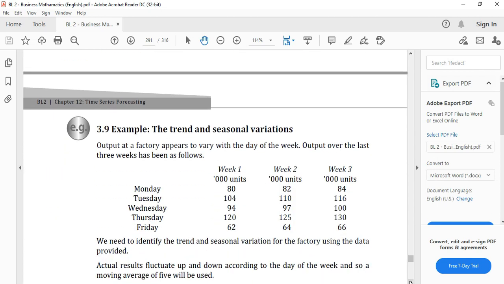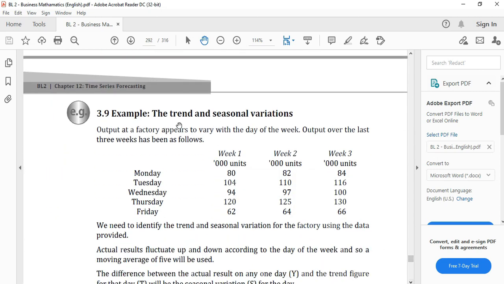Let's work out an example. Output at a factory appears to vary with the day of the week, because as you could see, they have given Monday to Friday and they have given different weeks. And the output over the last 3 weeks they have given as follows. They ask us to find the trend and the seasonal variation for the factory using the data provided.